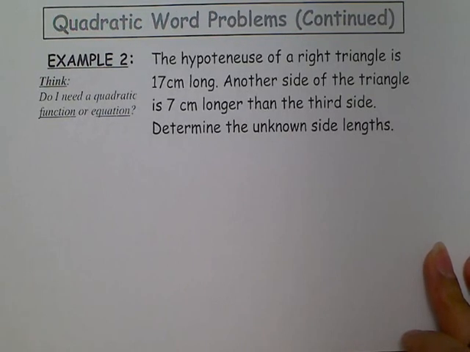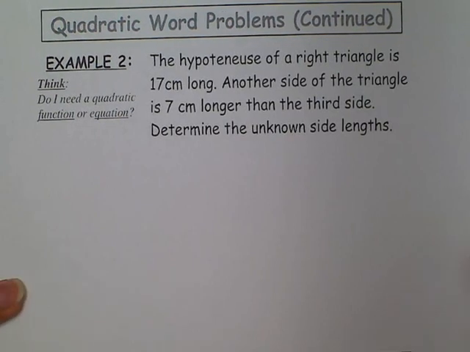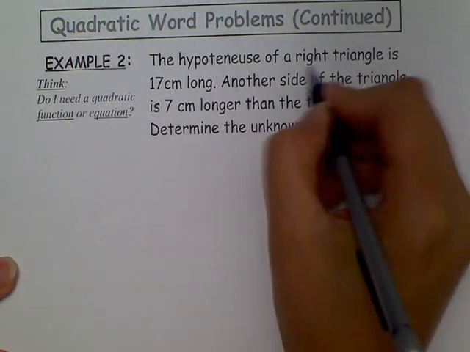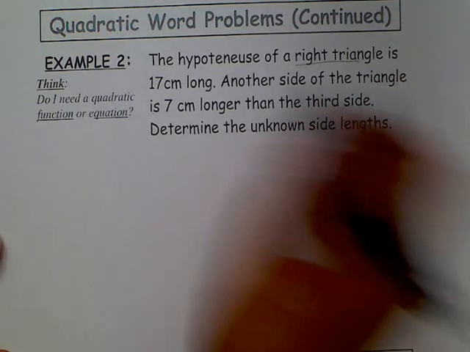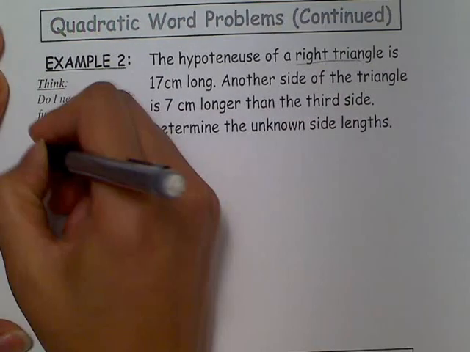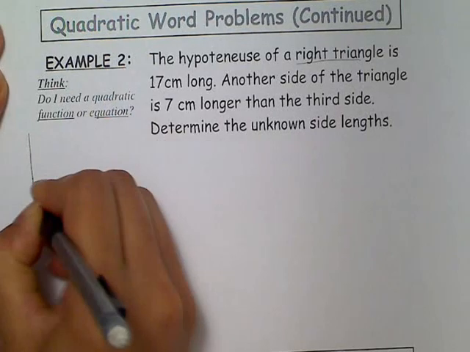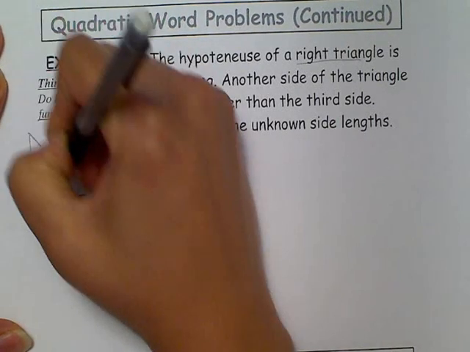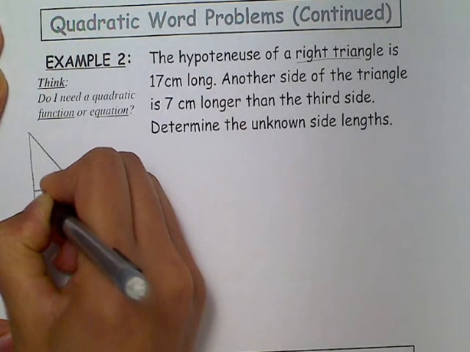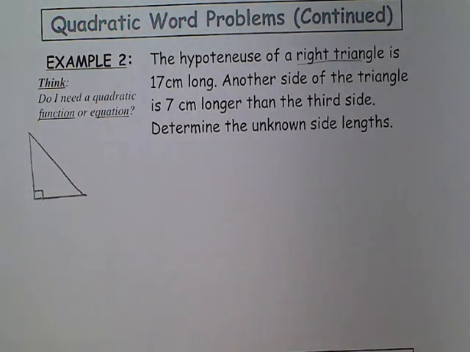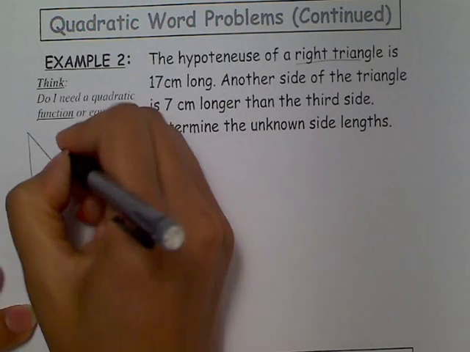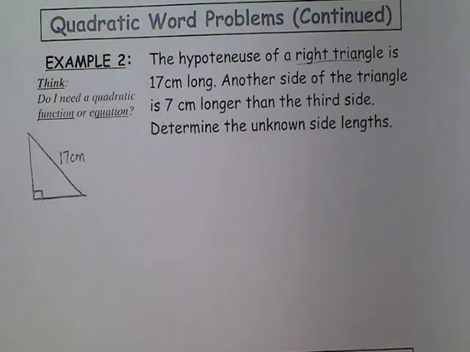The first time you read a question gives you a gist of what the question is about. The second time you read it, you can get more information. So the hypotenuse of a right triangle, so I have a right triangle, is 17 centimeters long. Since I know what kind of triangle I'm looking at, maybe I can start by drawing a picture, and I can label some of the sides. So there I have a right angle triangle, and I know that the hypotenuse is 17 centimeters long.